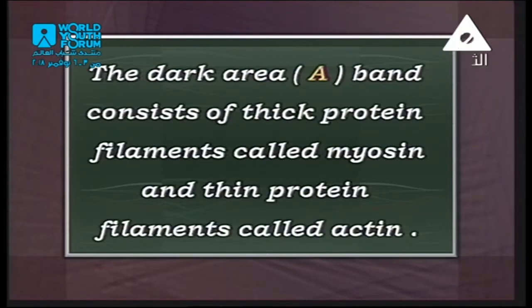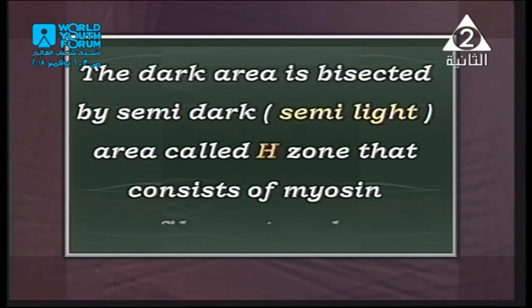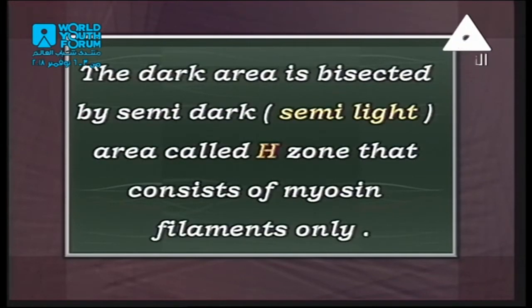The dark area is called the A band. It consists of thick protein filaments named myosin. The dark area is bisected by a semi-dark or semi-light area called the H zone, which consists of myosin filaments only.